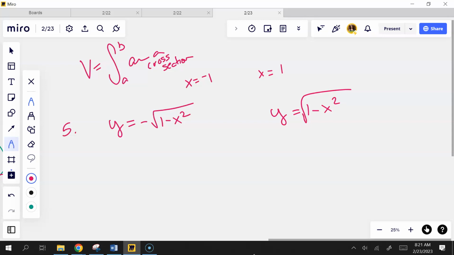Well, to find the volume of the solid, the first thing I need to do is find the area of one cross section, right? And it said that the cross sections are squares whose side length runs between these two. Well, let's graph it and see what it looks like. And now I'm going from -1 to 1.